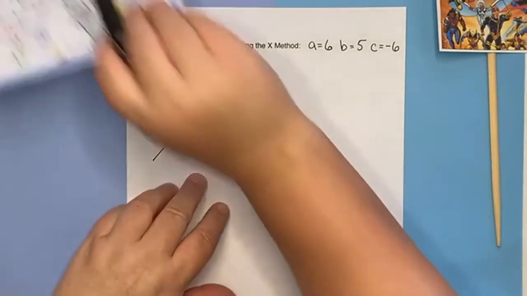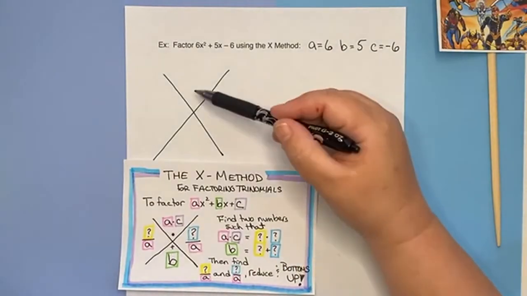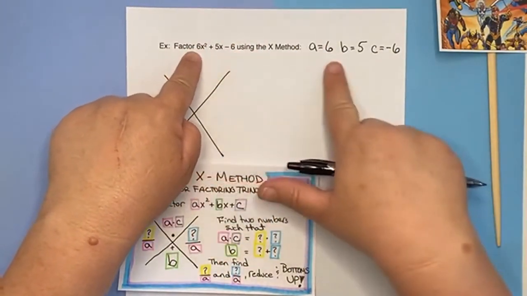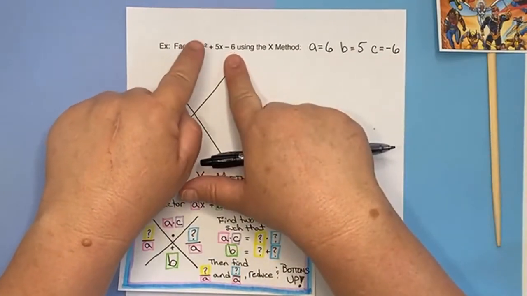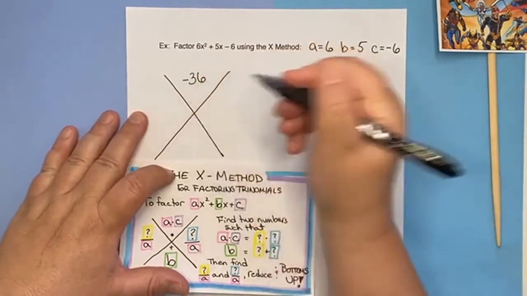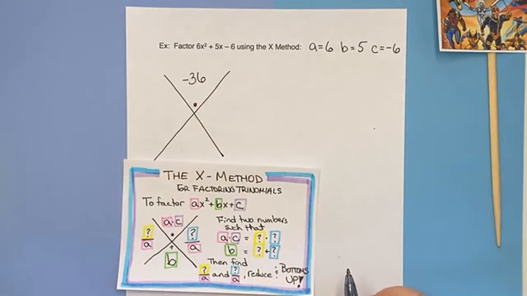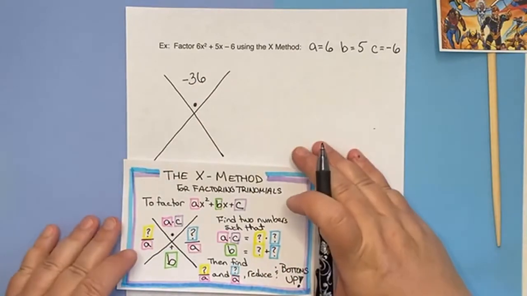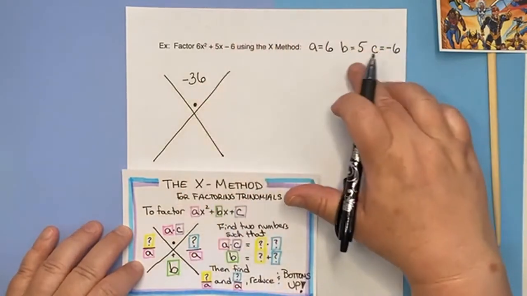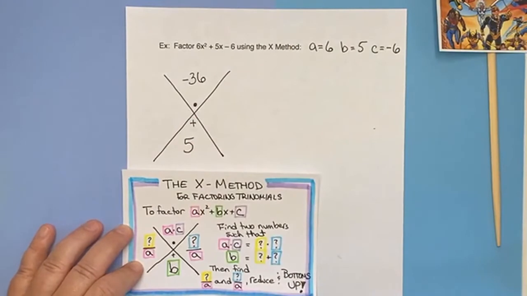So for our X, remember that up top, it's A times C. So the first times the last. So you don't have to write this. You can just look here. 6 times -6, I get -36. I'm going to roll multiplication right there. And then down in the bottom of the X, I'm just going to take the middle number, that B. So that's 5. And I'm going to remember that's going to be the one that's added.